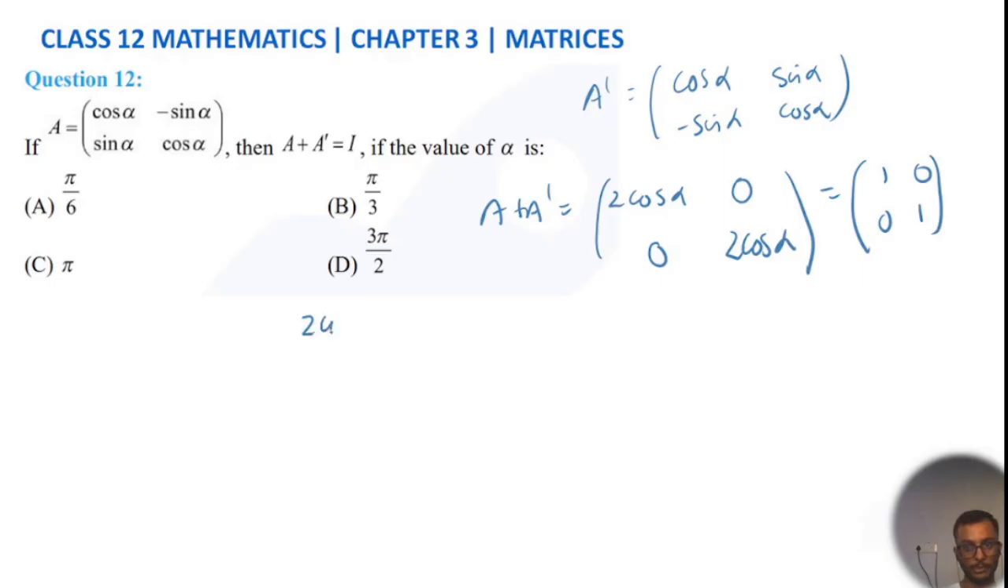So 2 cos alpha equals 1, which implies cos alpha equals 1 by 2. So you should take alpha equals pi by 3. So you got your answer. Your alpha will be pi by 3, right? For alpha equals pi by 3, you will get cos alpha equals 1 by 2. So we are done with this.